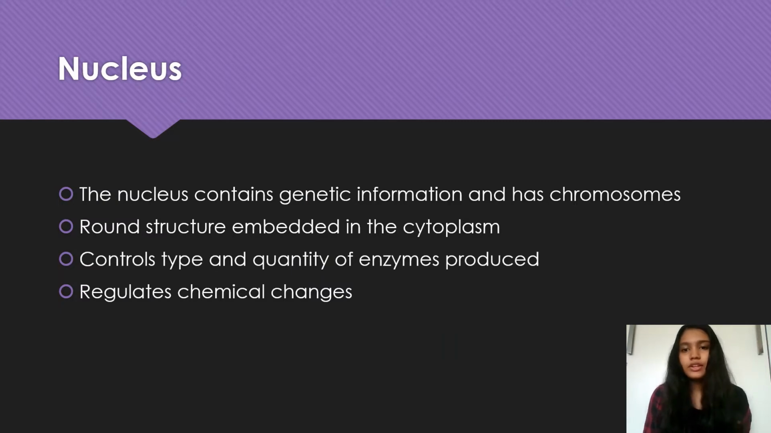Okay, so the nucleus. A nucleus is found in every eukaryotic cell, like in every human cell and animal cell. The nucleus contains genetic information and has chromosomes. It is a round structure embedded in the cytoplasm, and it controls the type and quantities of enzymes produced, and it regulates chemical changes. It's got chromosomes inside it, and it's vital to control what the cell does because it has DNA. DNA gives instructions as to what the cell is supposed to do. So the nucleus in turn controls it.